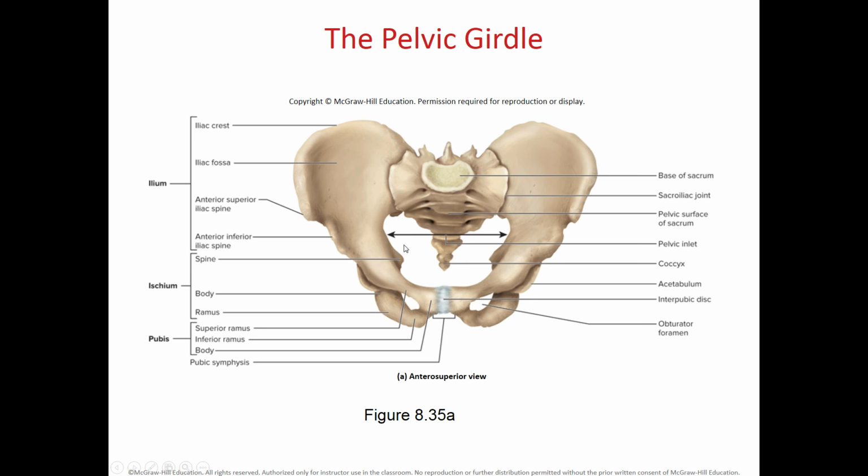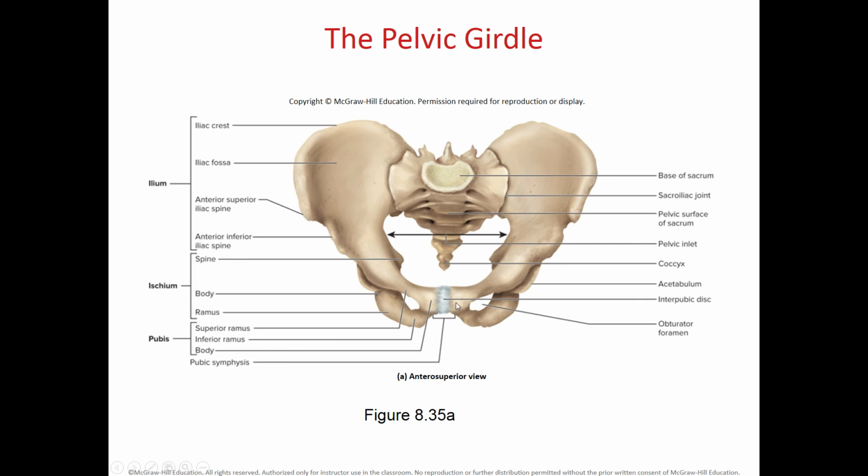And then you have the spine of the ischium. This is the spine of the ischium. And then this is the body of the ischium, and this is the ramus. This is the part we sit on. And then the ischium has a superior ramus and inferior ramus, similar to the pubic bone. So this is the superior ramus of the pubic bone, this is the inferior ramus.